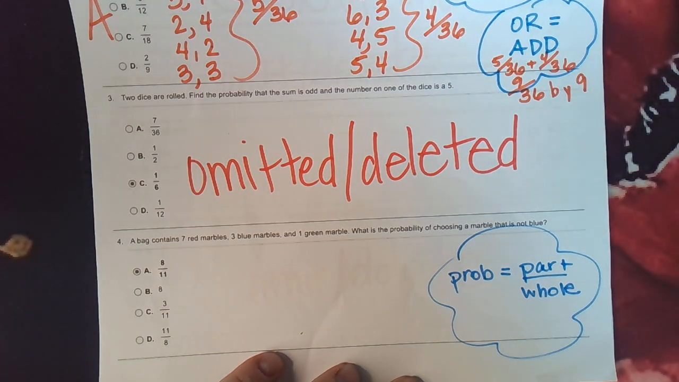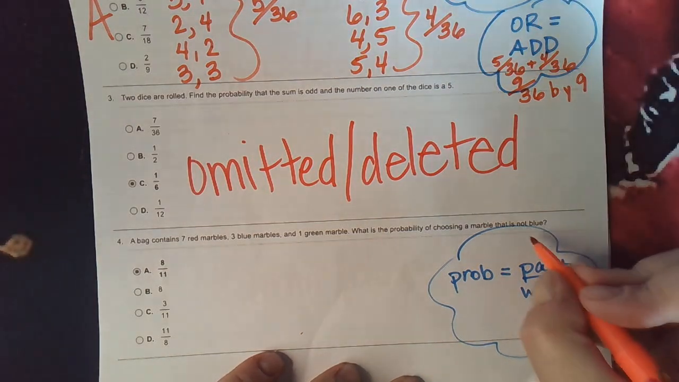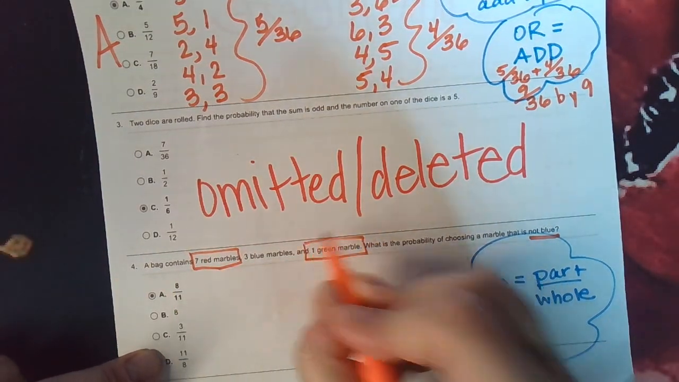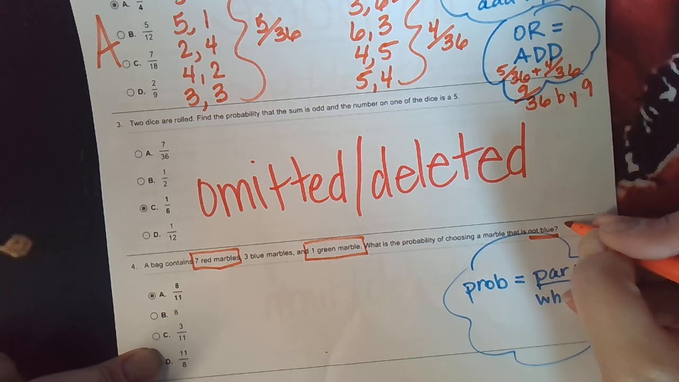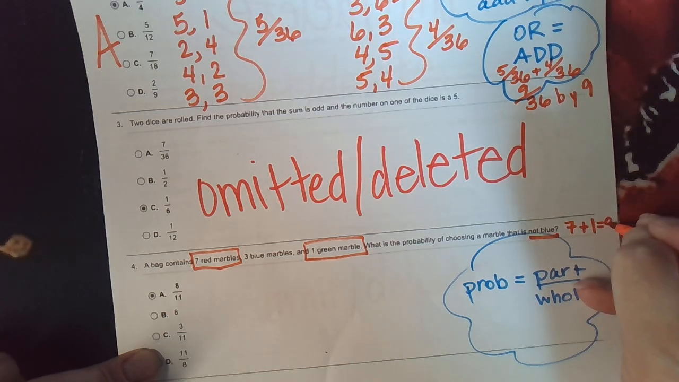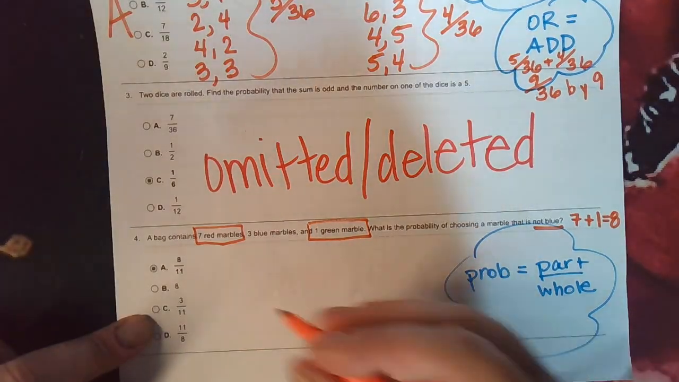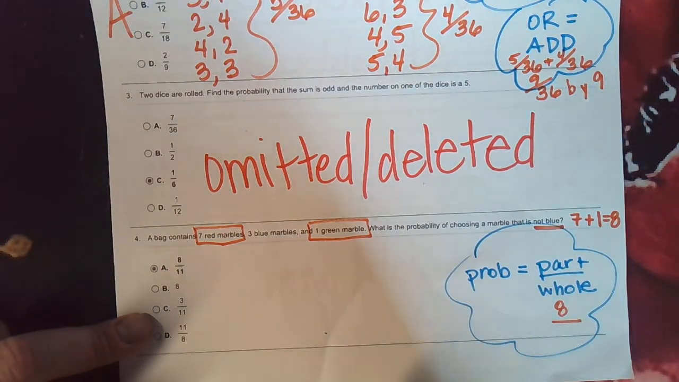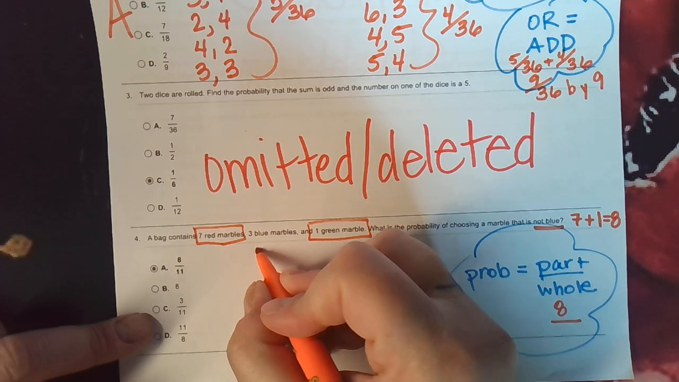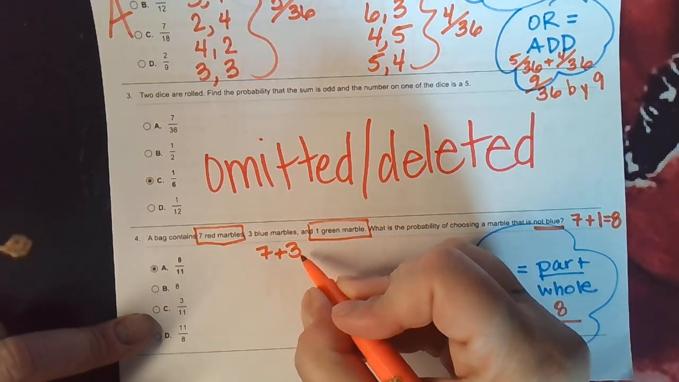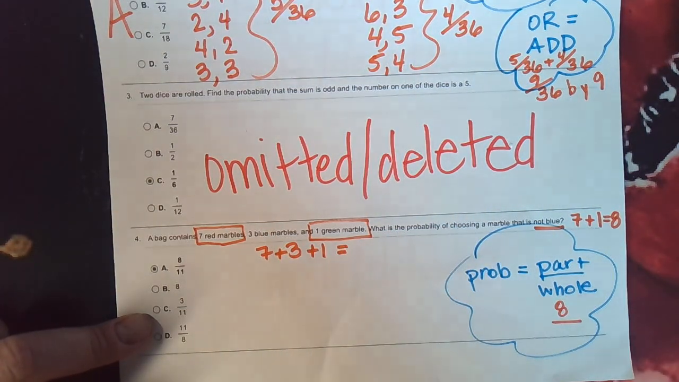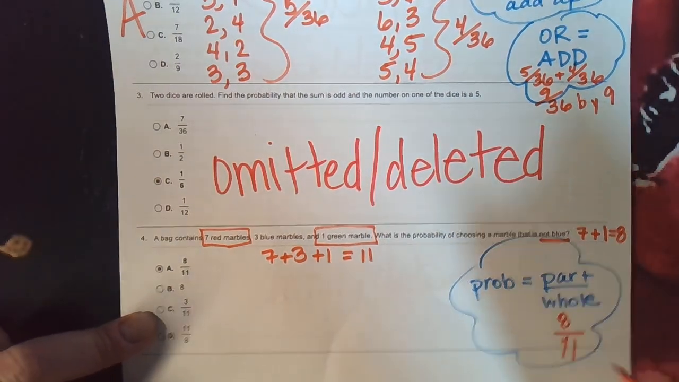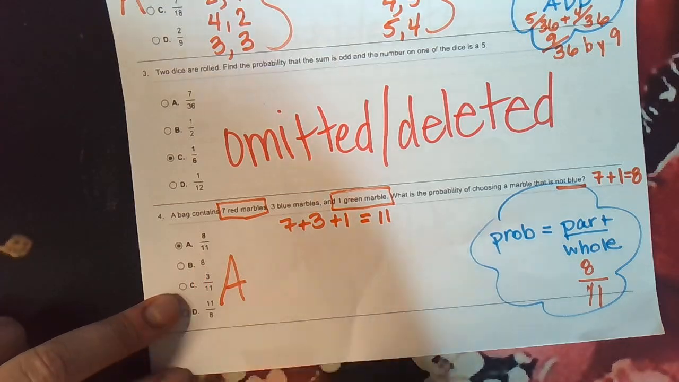Okay, so let's figure out how many are not blue. Well, 7 and 1 are the not blue. So that makes 8. Okay, so our probability is going to be 8 over the whole, or the total. Okay, the total is 7 plus the 3 blue marbles that we ignored earlier, plus 1. And that makes 11. So our probability is 8 over 11.